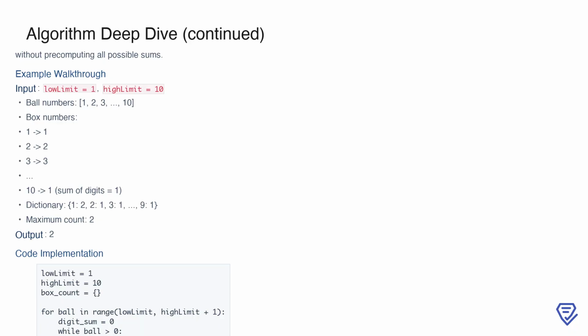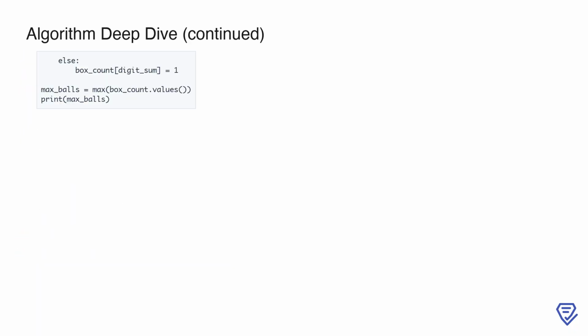their digit sums. The provided Python code snippet implements these steps, including the loop to calculate the digit sum and update the dictionary. Finally, after updating the dictionary with all the ball counts, we compute the maximum value using the max function applied to the dictionary values. This gives us the highest count of balls in any single box.